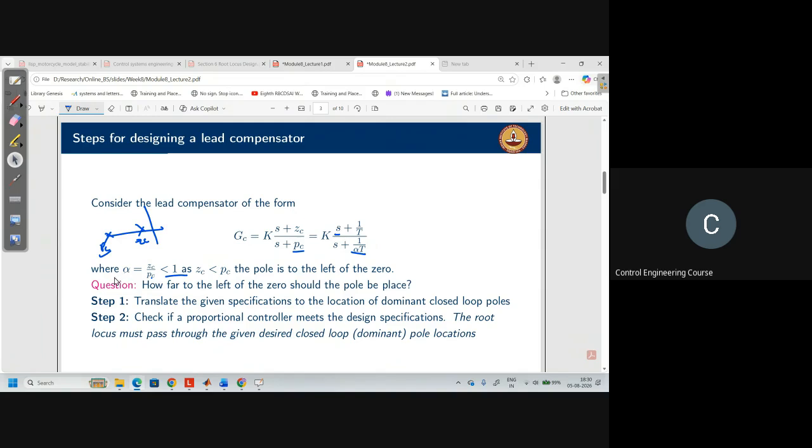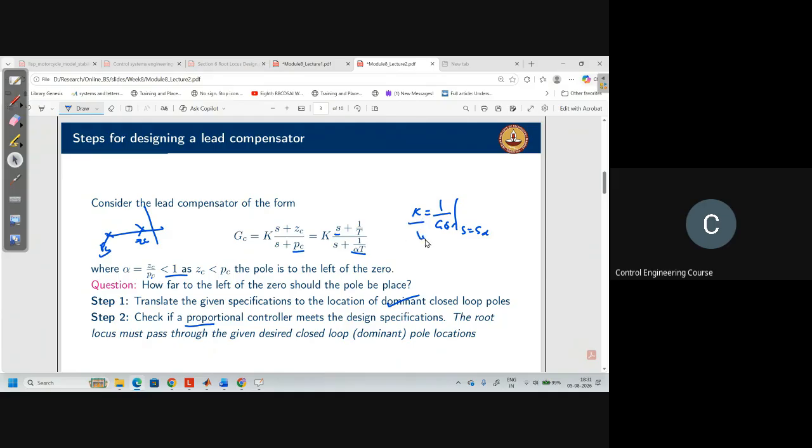So the steps are the same as before. First, given the specifications, we calculate the dominant pole location. Next, check whether the proportional controller meets the design specification, as explained before, by just taking K times G of s. There are two ways we can do it: the magnitude criterion and the angle criterion. In the magnitude criterion, K is equal to 1 by G of s, where s is equal to the dominant pole st. You calculate K.